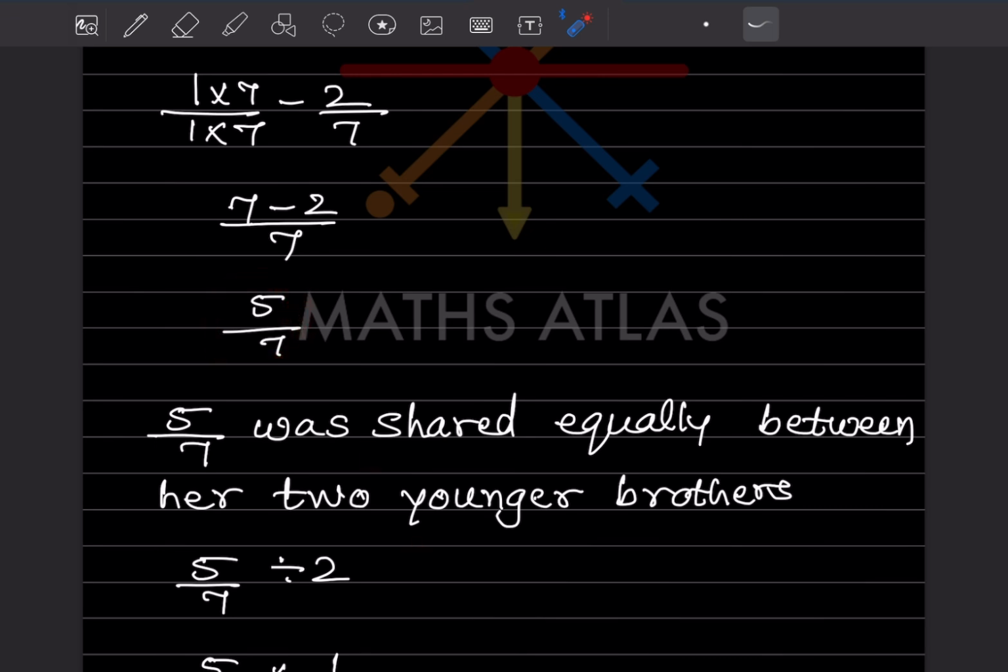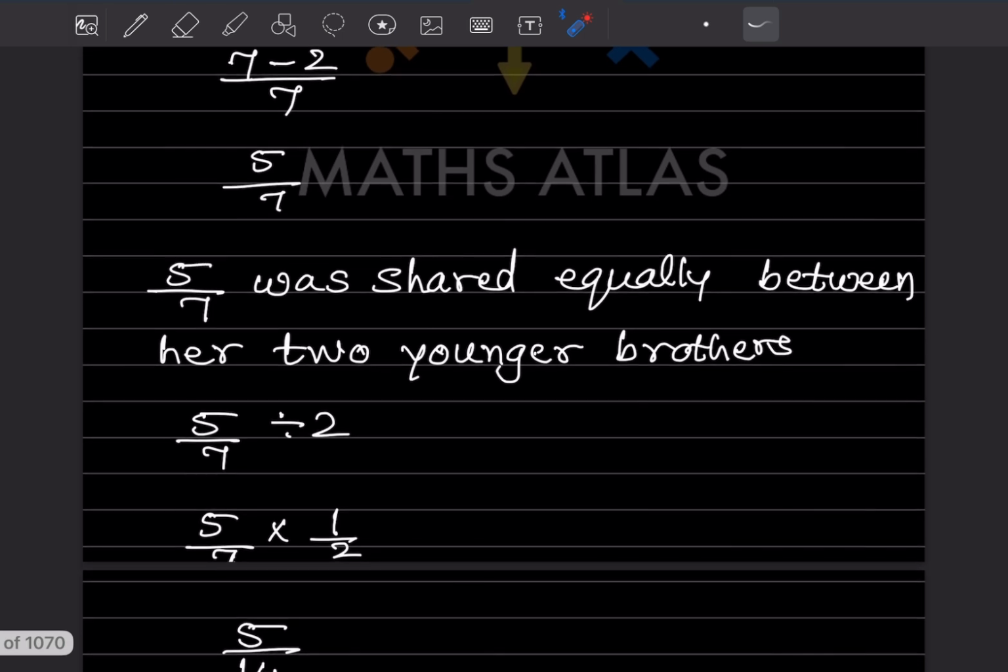So now we will see how much each gets, because that was equal. So we have to divide it by 2. So now see, 5 by 7 will be as it is. Now divided by means we have to make it multiplication. So since we have made this multiplication, this will get flipped over. That will be 1 by 2. So now we can say this is 5 by 14.